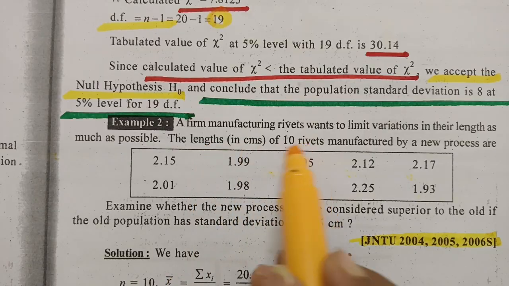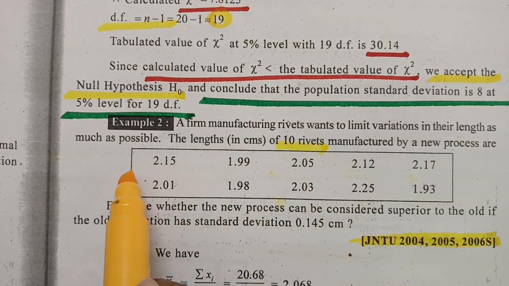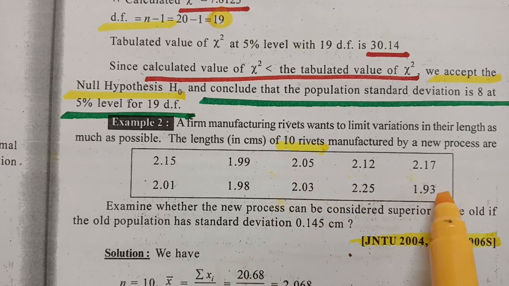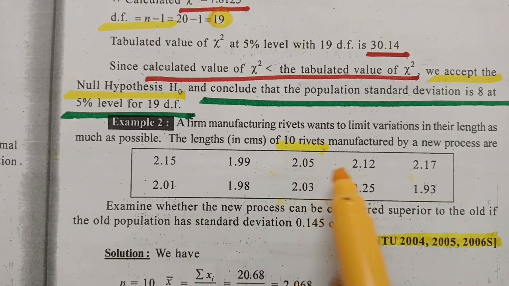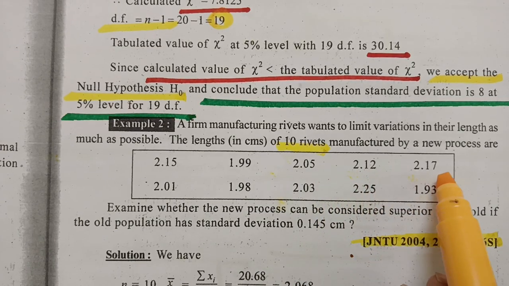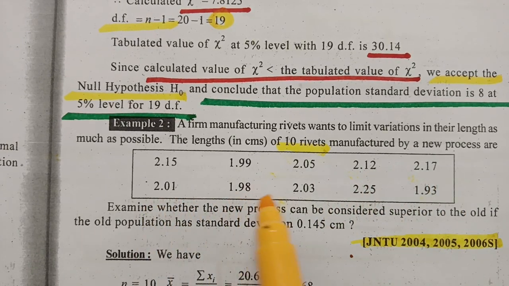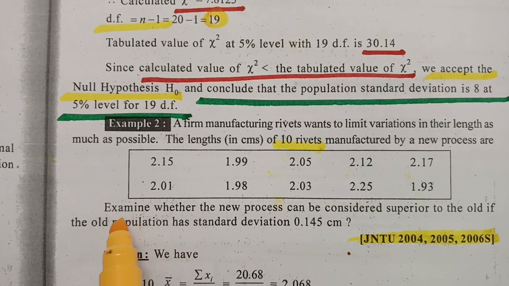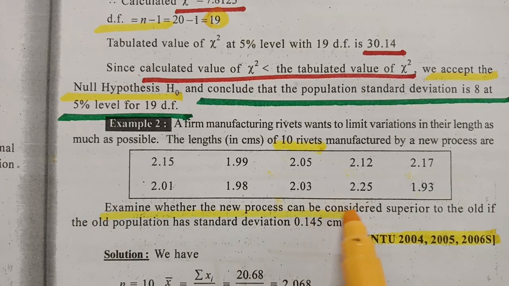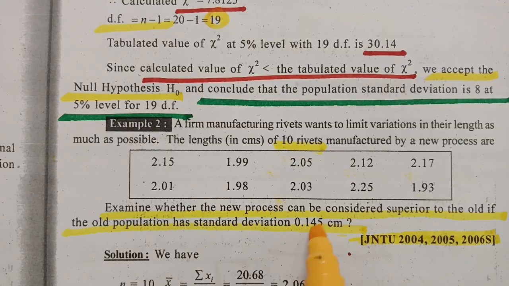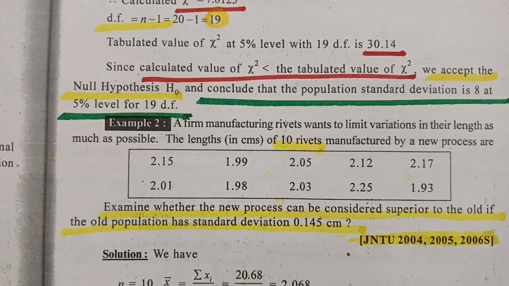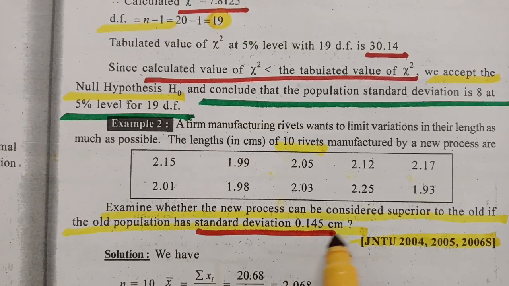The lengths of 10 rivets manufactured by the new process are 2.15, 1.99, 2.05, 2.12, 2.17, 2.01, 1.98, 2.03, 2.25 and 1.93. Examine whether the new process can be considered superior to the old if the old population has a standard deviation. Note that the standard deviation value is given as 0.145 centimeters.